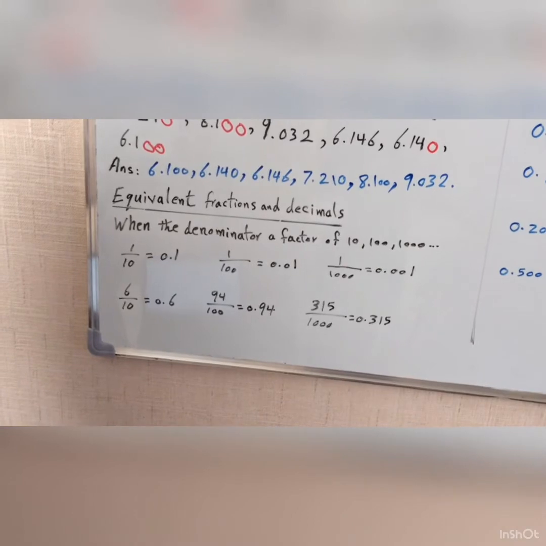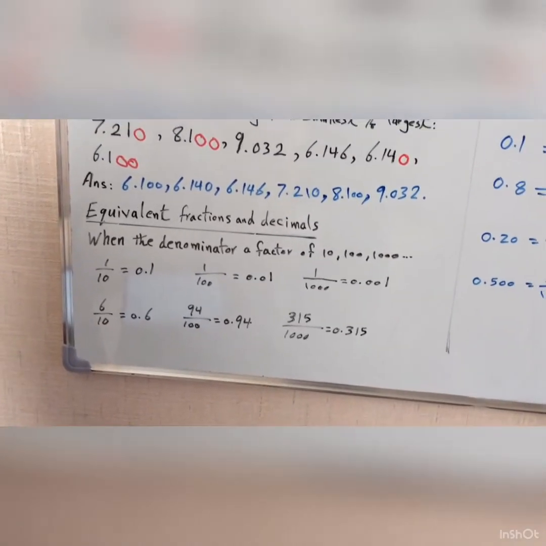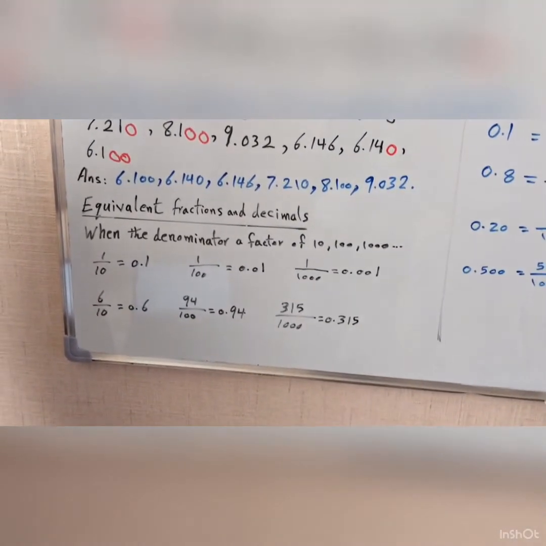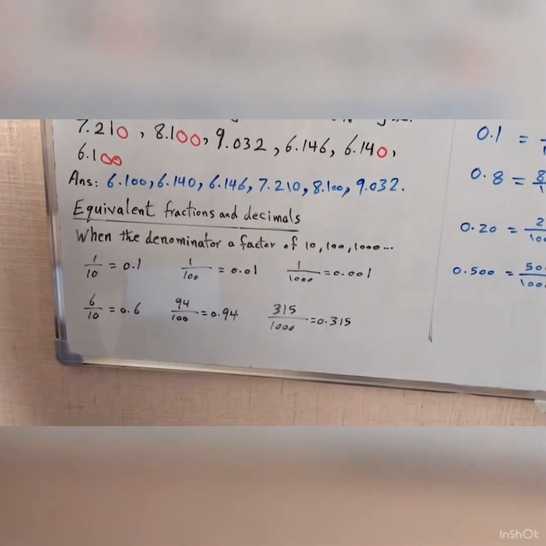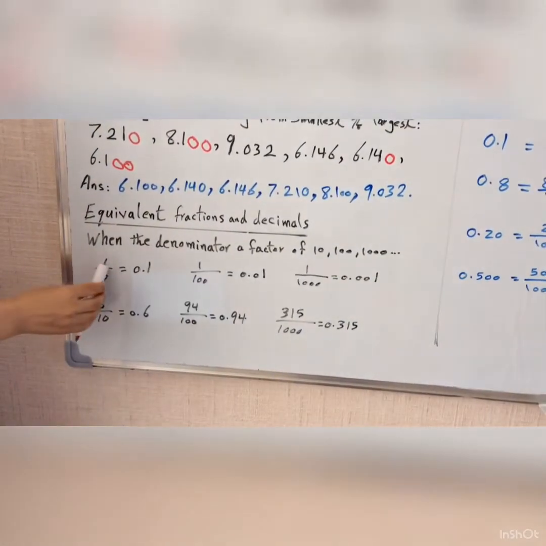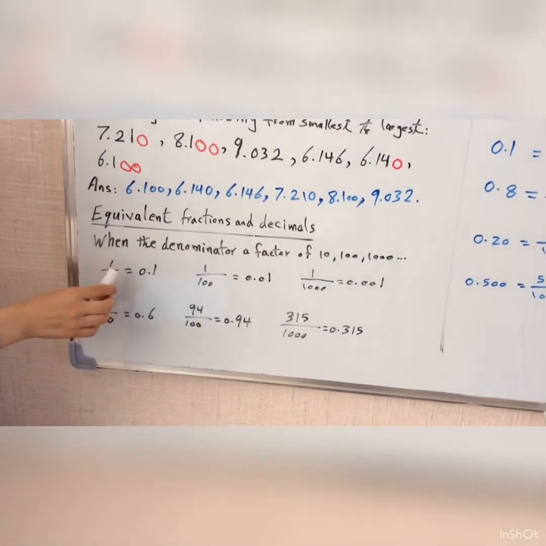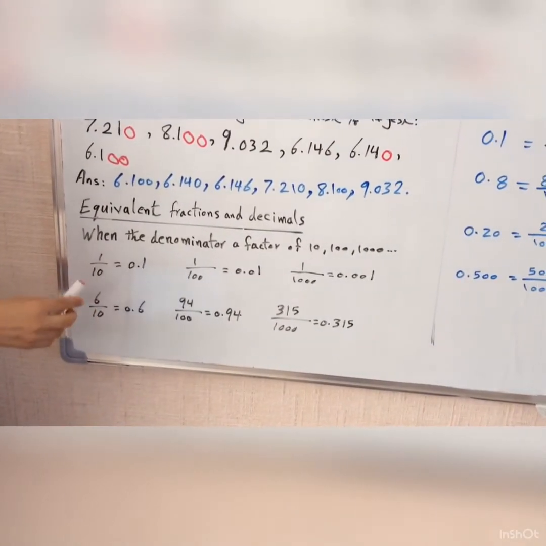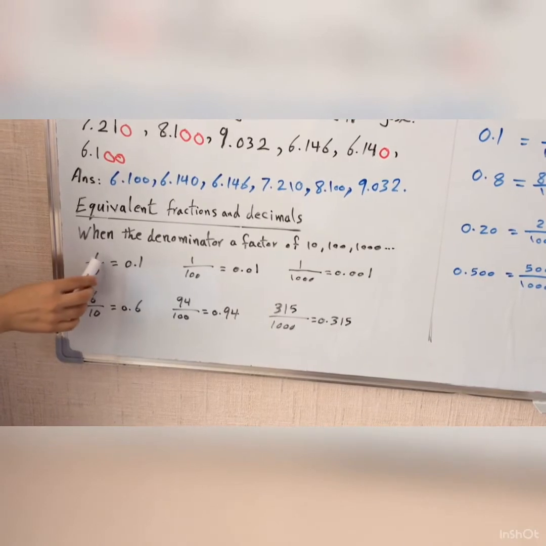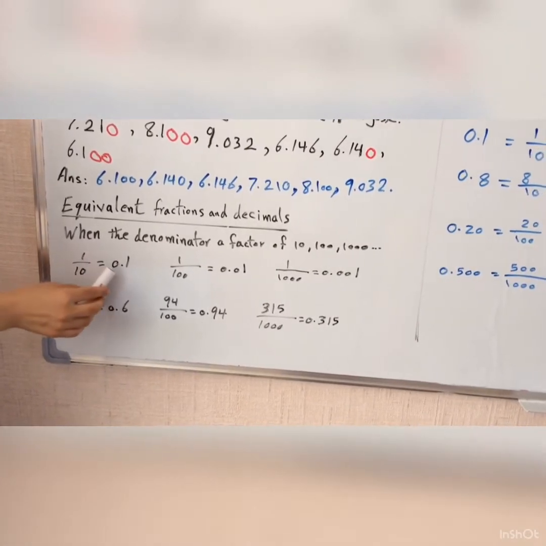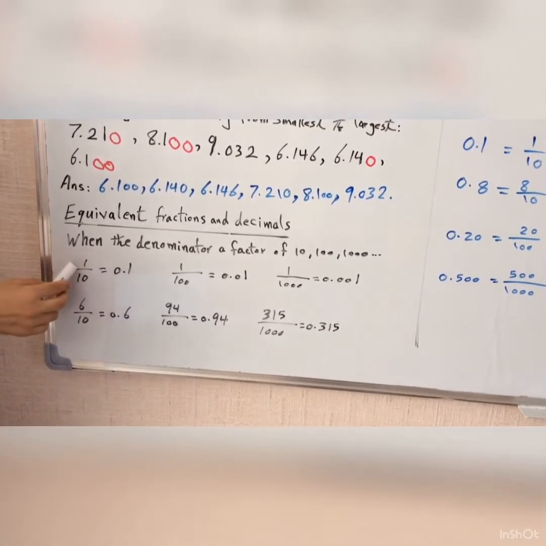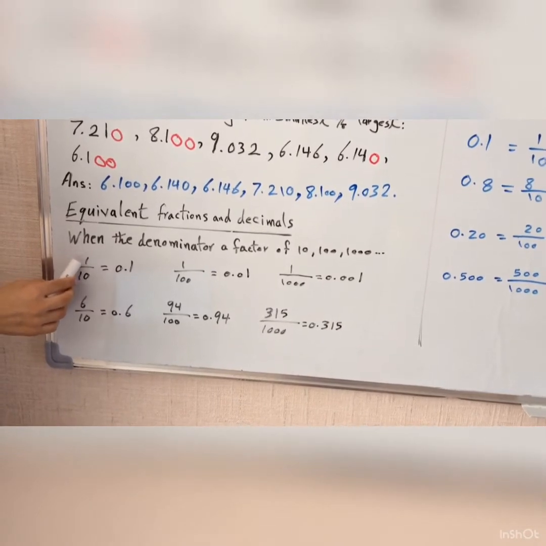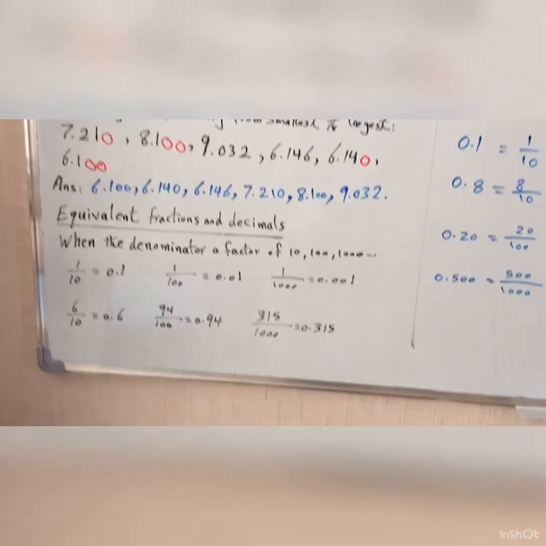Equivalent fractions and decimals. This applies when the denominator is a factor of 10, 100, 1,000 and so on. 1 means the decimal place is after the number. So when it's over 10, we move it 1 place back. So the answer would be 0.1, because the decimal point would be there.